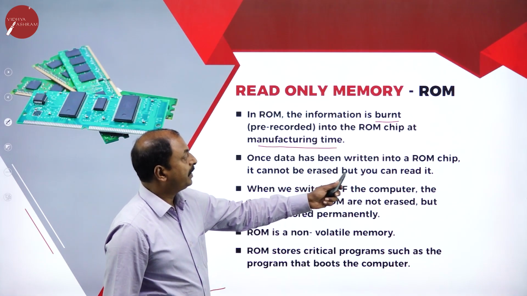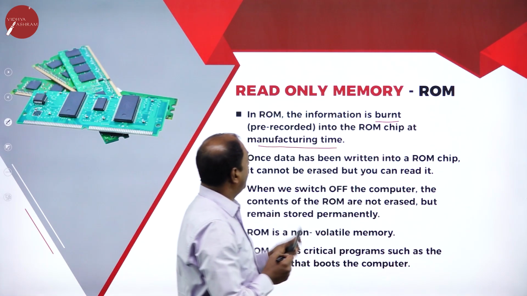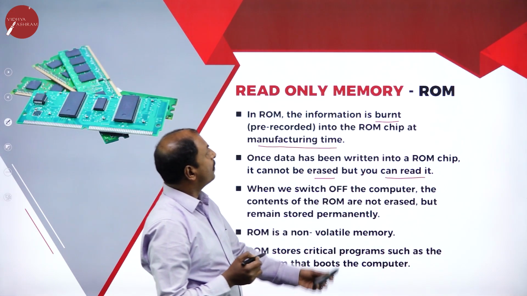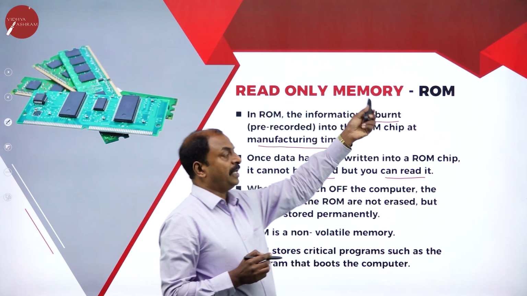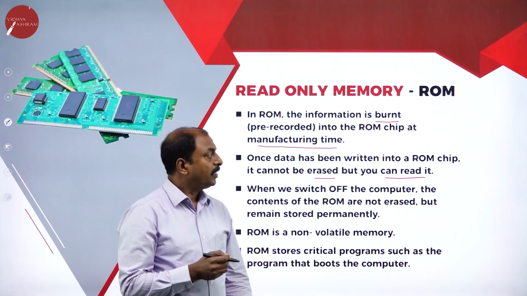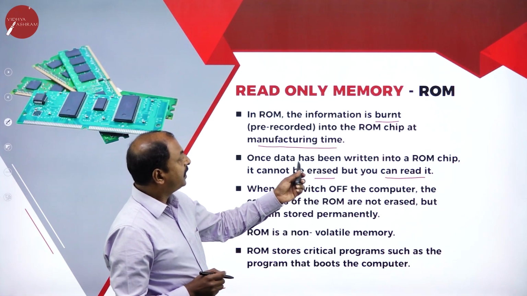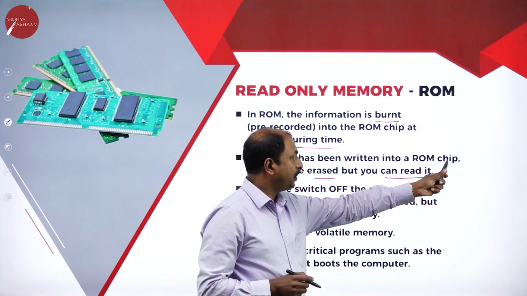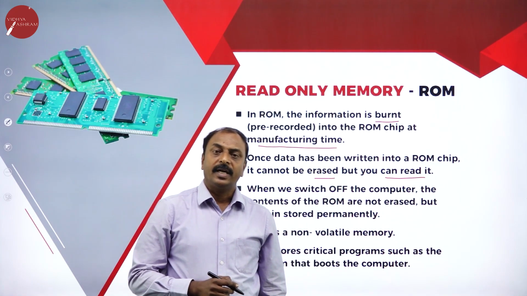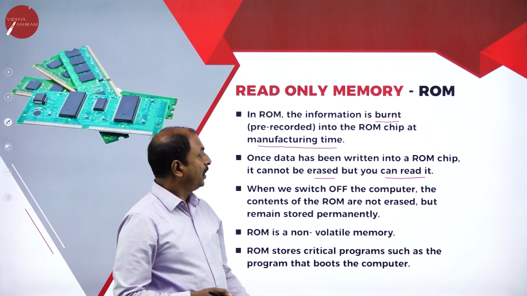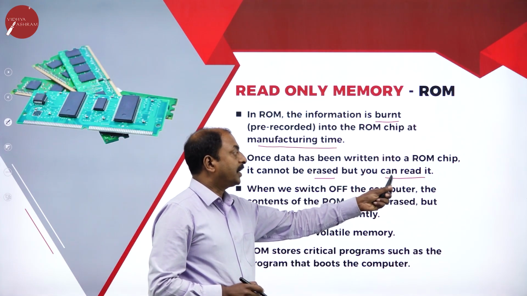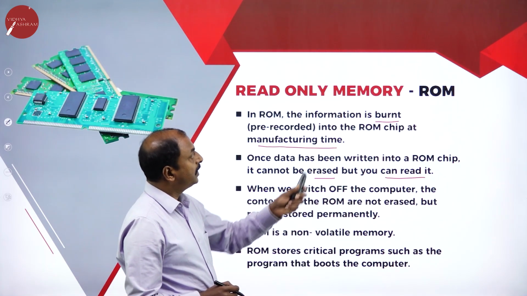Once the data has been written onto the ROM chip, it cannot be erased, but you can read it. The meaning of read-only memory is that we can only read the data from that memory. So once the data has been written into your ROM chip, it cannot be erased. So it is a type of permanent memory. It cannot be changed, you cannot erase it, and we can only read the data in that ROM.